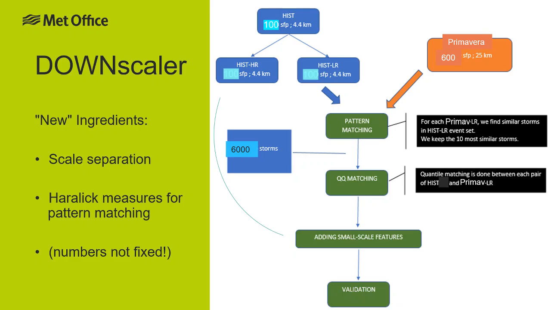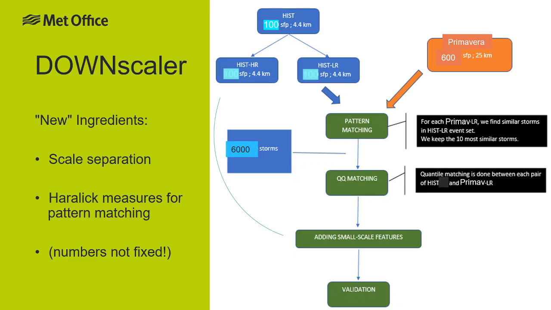So now we apply a pattern matching step where we take, for each Primavera run, a number of best matching high resolution, low resolution historical storm footprints. We keep about 10 or so and proceed to the next step. That gives us 6,000 storms in total.